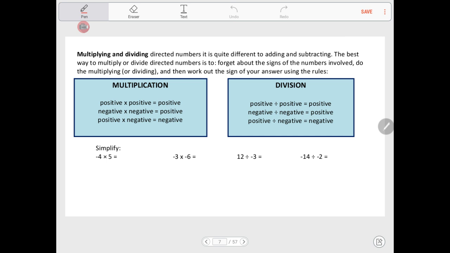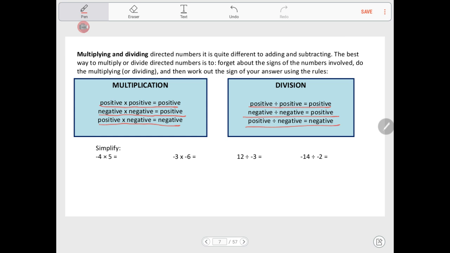So, here are some rules, and for multiplication and division, they're pretty much identical. Those rules say that for multiplying numbers and dividing numbers, if both numbers are positive, we're going to end up with a positive answer. Both numbers are negative, positive answer, and if one's positive and one's negative, we're going to get a negative answer.